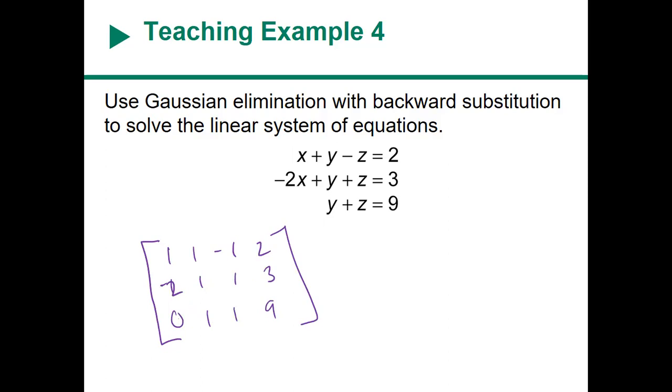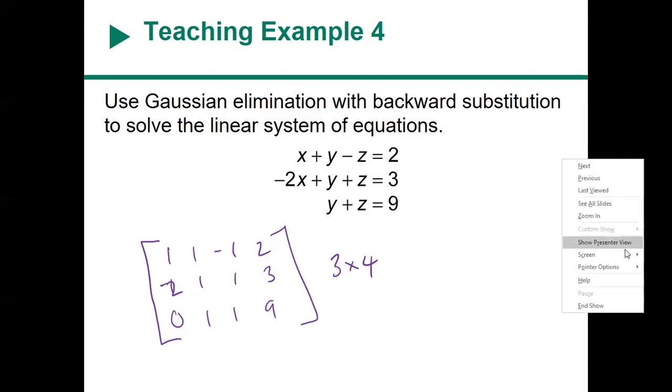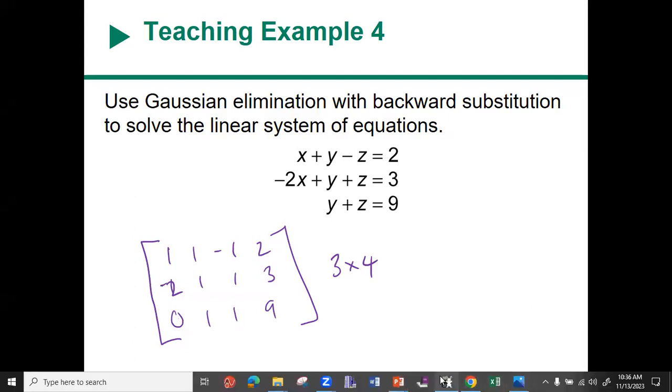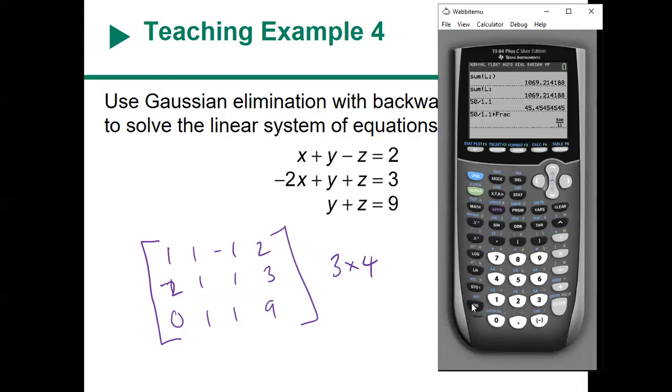Cool. So the first thing you're going to do is create this and identify your dimensions. My dimensions are always going to be 3 by 4. All right, so we're now going to go to our calculator. I'm going to pick up my handy dandy calculator. If you like the challenge of eliminating it down to row echelon form, you can do it by hand. I'm going to reset, second plus 712.